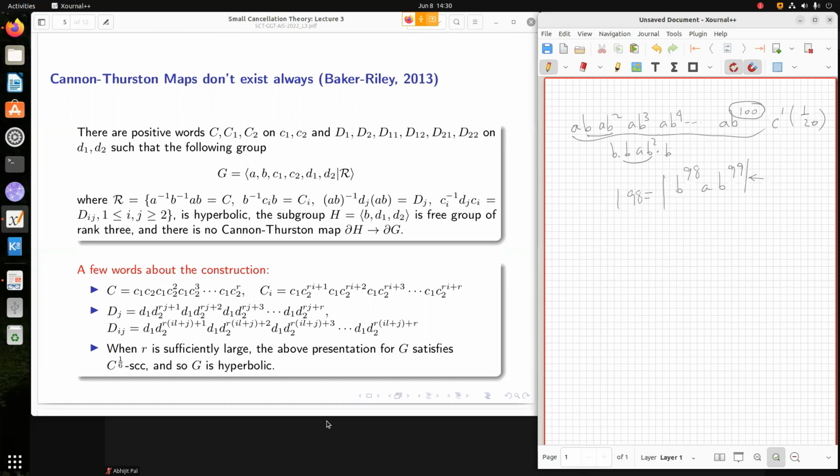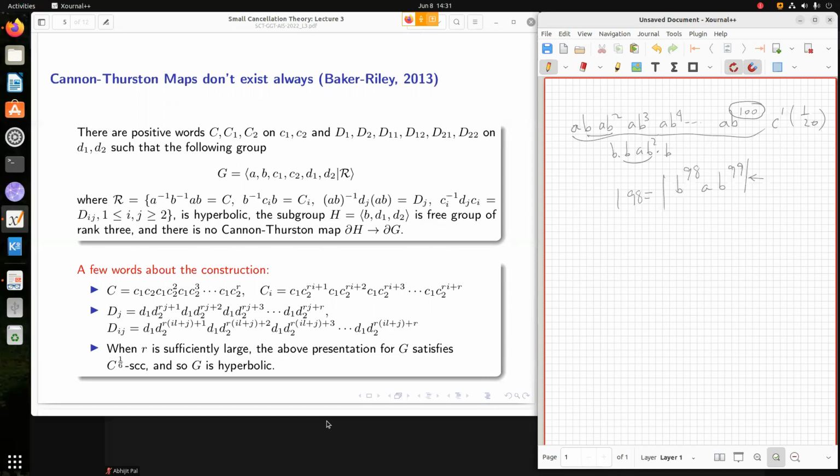So the question was answered negatively with this example. And what is the theorem saying is that if we have positive words, so by positive words we mean that no negative powers of the generating elements are appearing in these words.